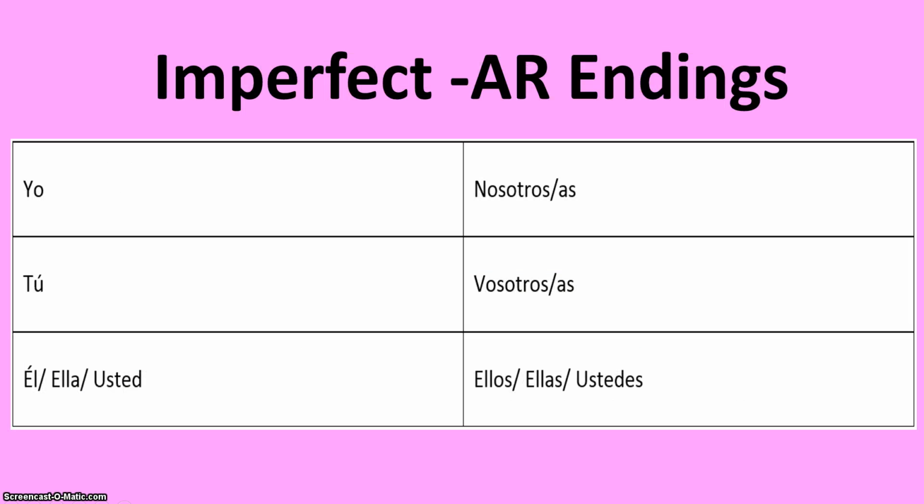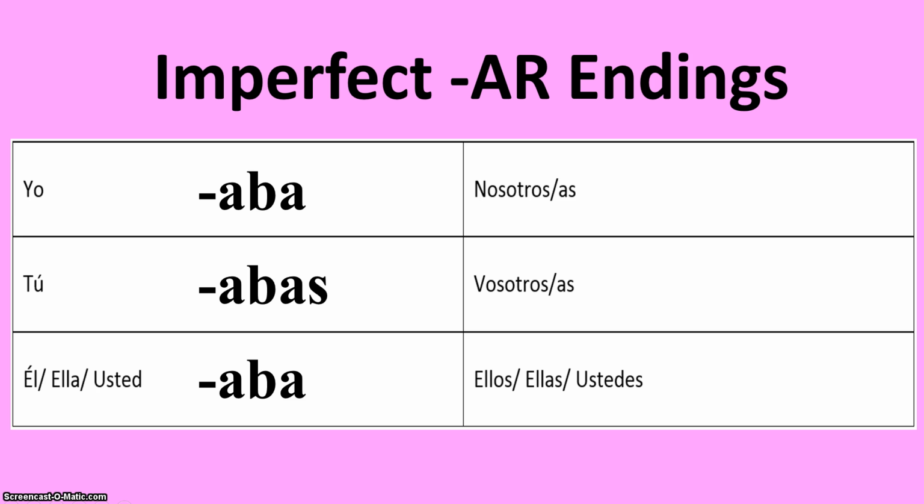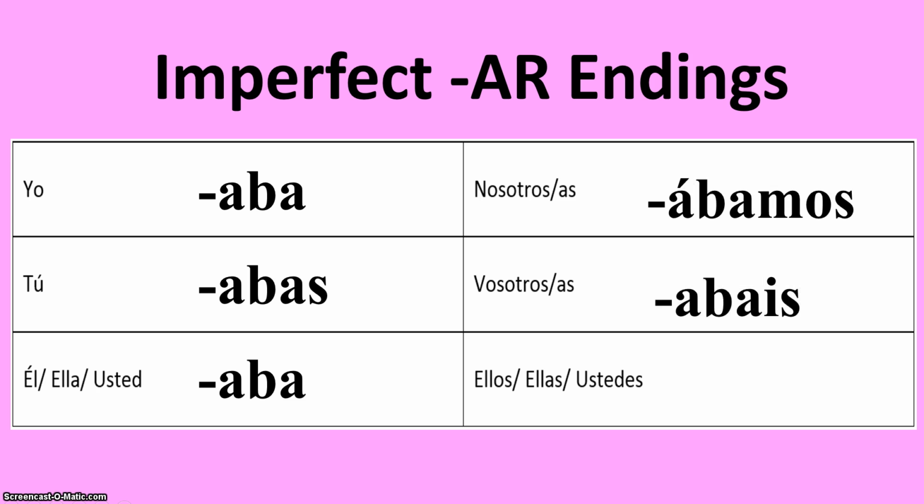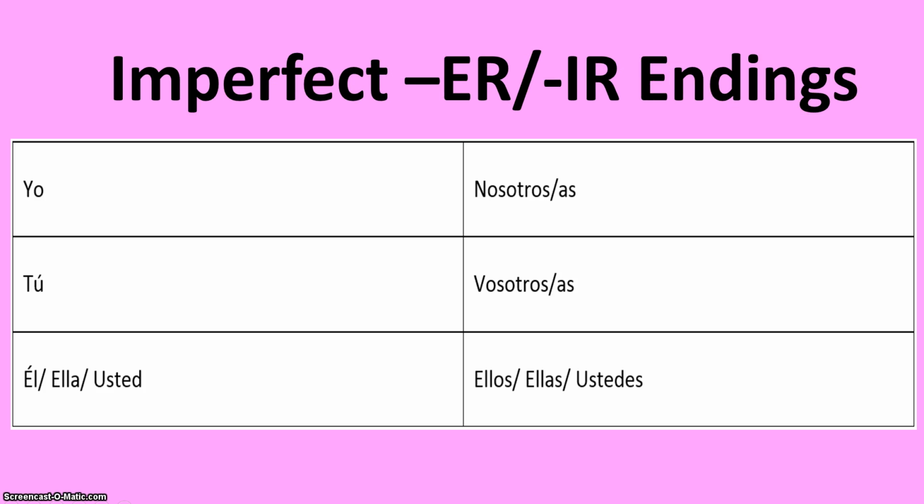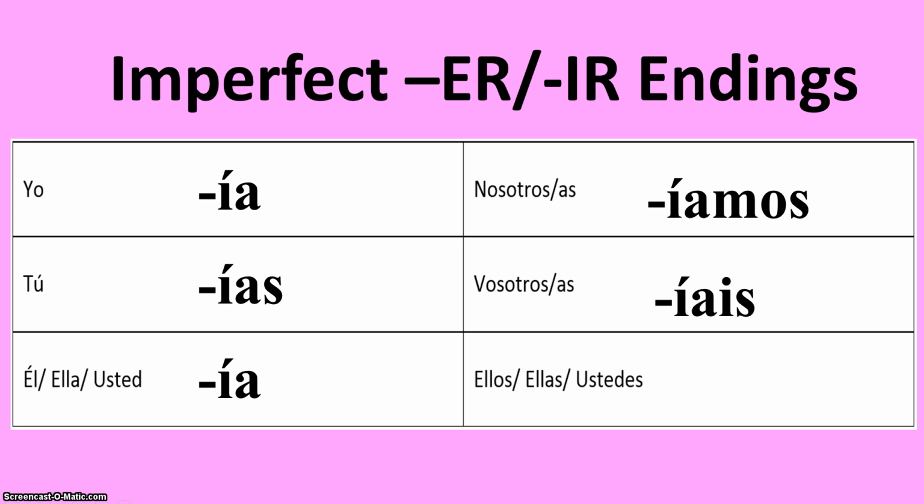Let's go ahead and review our imperfect AR endings really quick that we learned in this chapter. Yo, aba; tú, abas; él, ella, usted, aba; nosotros, nosotras, ábamos; y ellos, ellas, ustedes, aban. And our imperfect ER-IR endings: yo, ía; tú, ías; él, ella, usted, ía; nosotros, nosotras, íamos; y ellos, ellas, ustedes, ían. So remember, my imperfect endings are my abas and my ías.